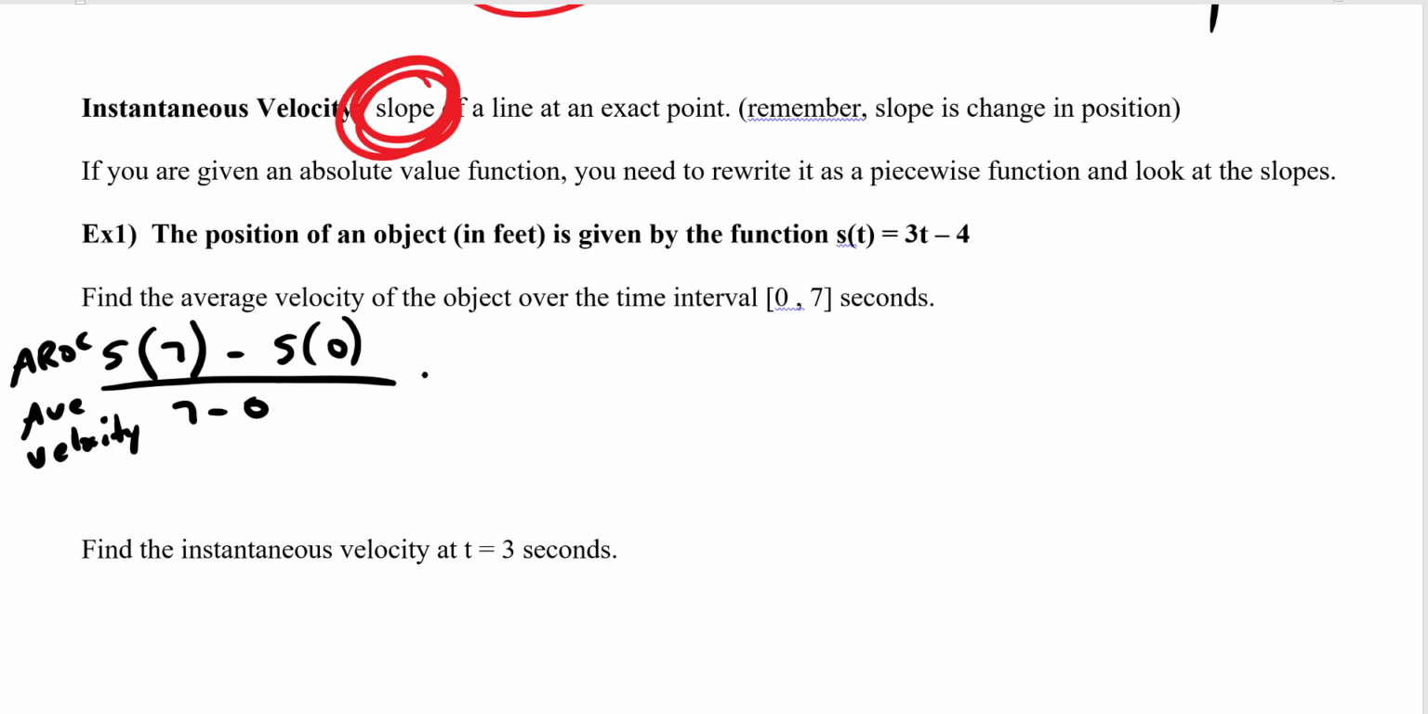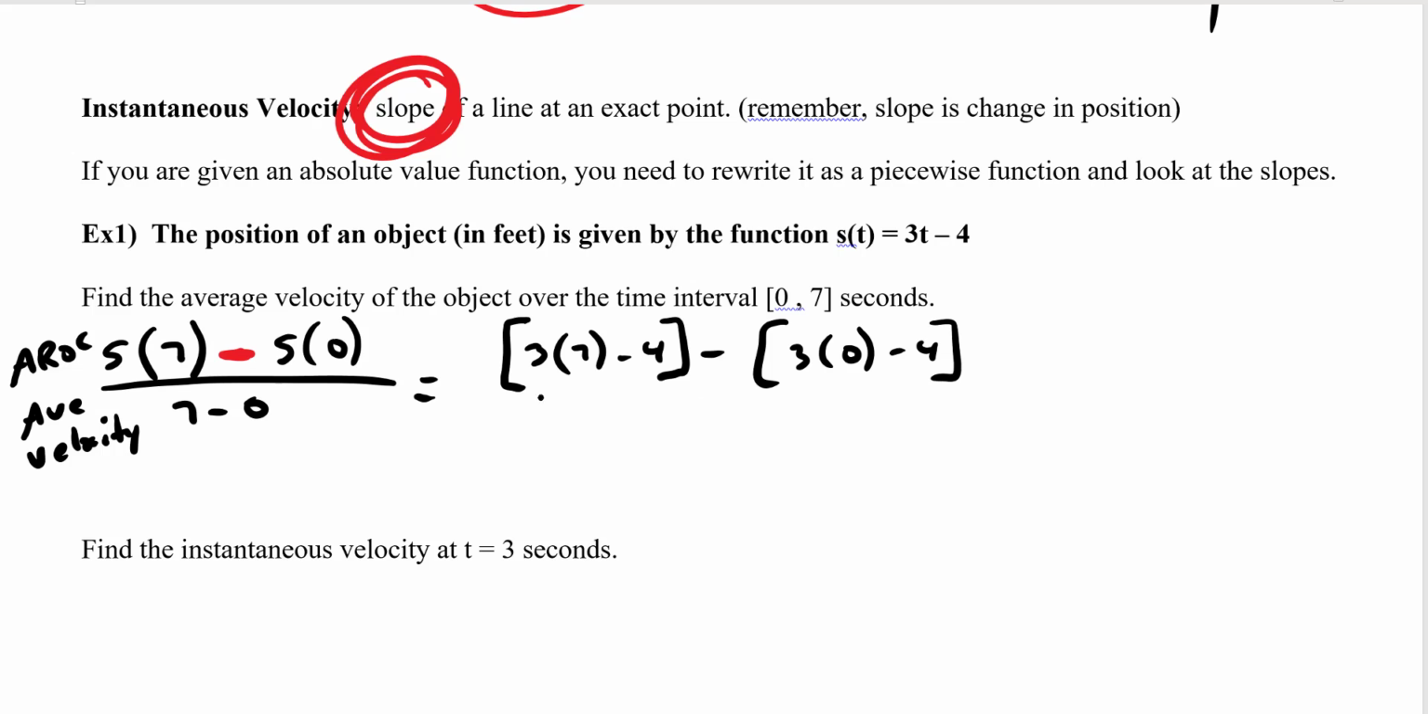Okay, so we're just going to plug in a 7 into this thing. Now I like using brackets because it makes it a little bit easier to keep everything separate, especially with this negative sign here. So just be careful about that. So I'm going to say basically 3 times 7 minus 4, close bracket, minus 3 times 0 minus 4 over 7 minus 0, which is 7.